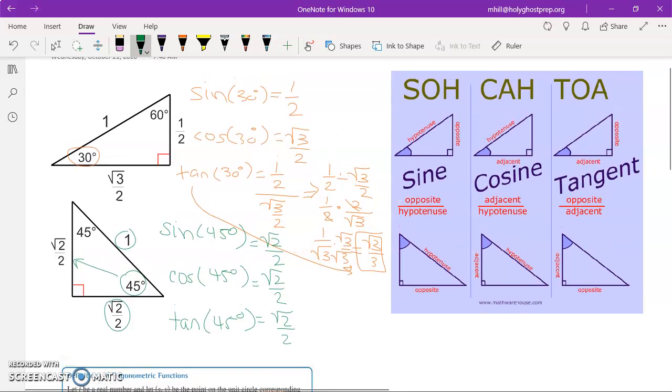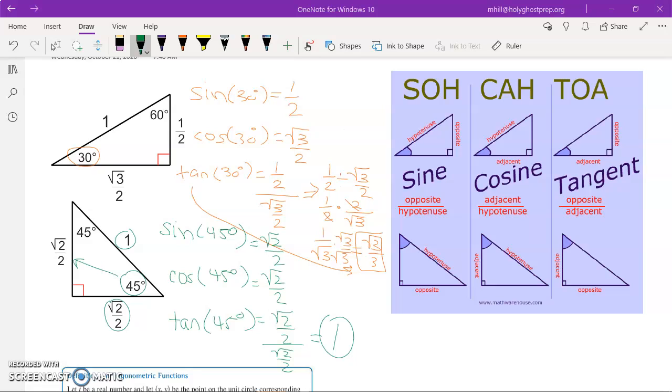Tangent of 45 degrees is opposite √2 over 2 divided by, I'm running out of room here. Let's see if I can move down a little bit. So √2 over 2 divided by √2 over 2. Why is that nice? Anything divided by itself is equal to 1. So the tangent of 45 degrees, this one's nicer. It is 1.